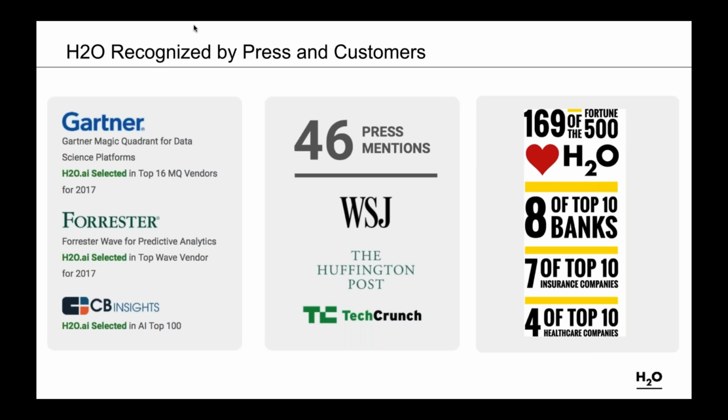We're well recognized by the press. Most recently, we are recognized as a visionary in Gartner Magic Quadrant, and also a strong performer in Forrester Wave. And in the last year, we got 46 press mentions, in popular press such as Wall Street Journal and TechCrunch, and so on. And out of the Fortune 500 companies, 169 of them really love us. They are using us on a regular basis. And you can see that banks, telecom companies, and health insurance companies are using us as well.